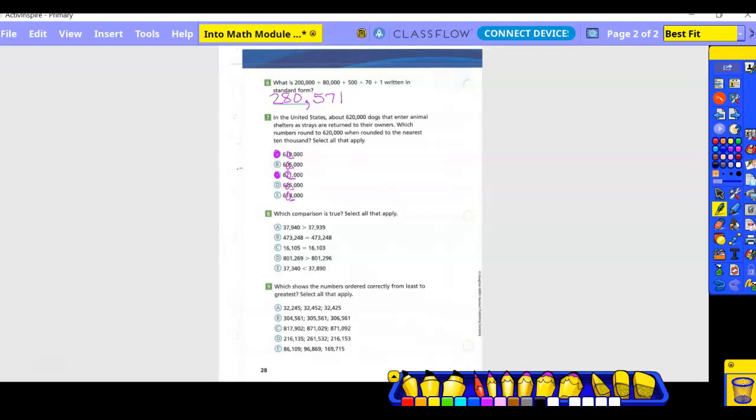Number 8, which comparison is true? Select all that apply. 37,940 is greater than 37,939. Is that true or false? It's true, right? Because if we were doing place value, these are the same, thousands are the same, hundreds are the same, and then we get to the 4 and the 3, correct? Okay.